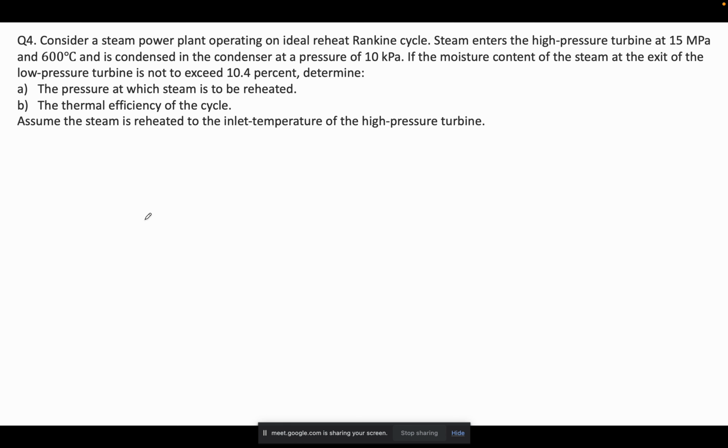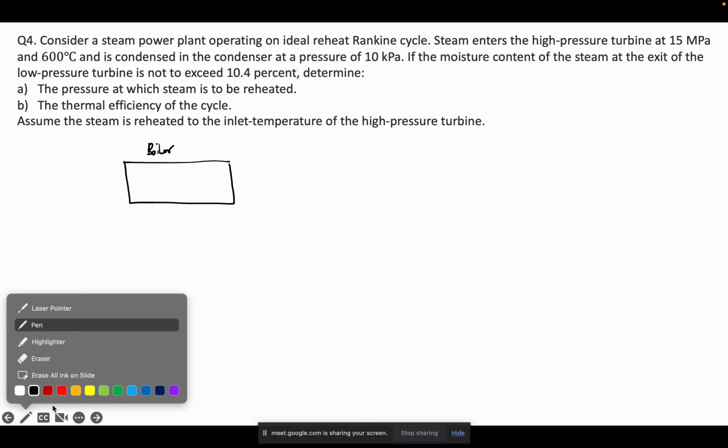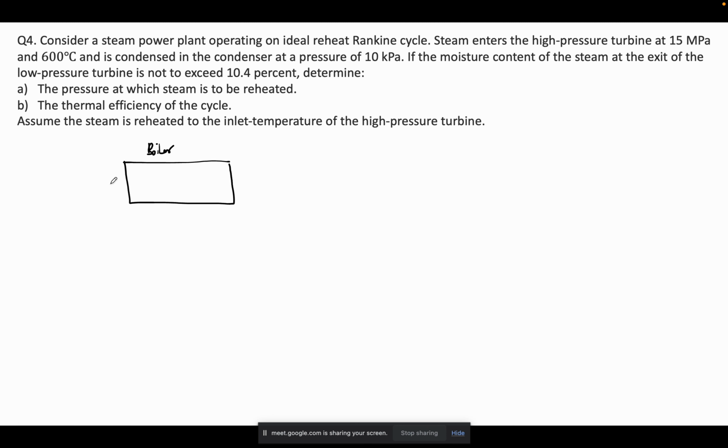Why this reheating is done, we will learn after that, but before that we have to look at the schematic diagram. Suppose this is your boiler. In this boiler your steam is getting formed and it enters the turbine.